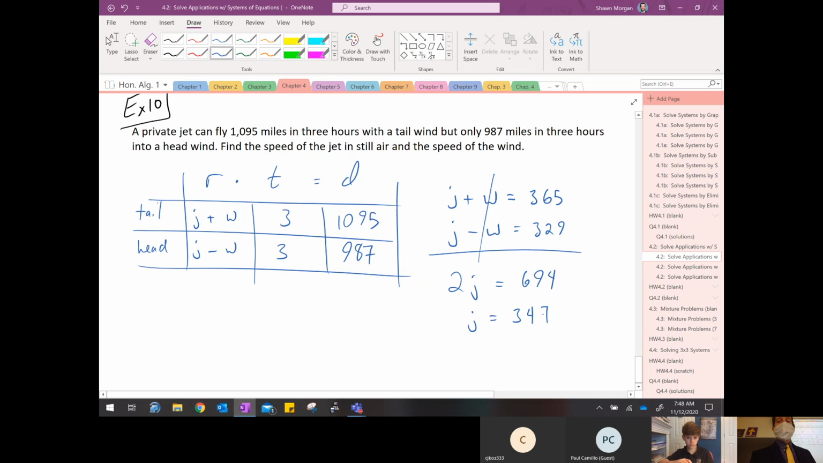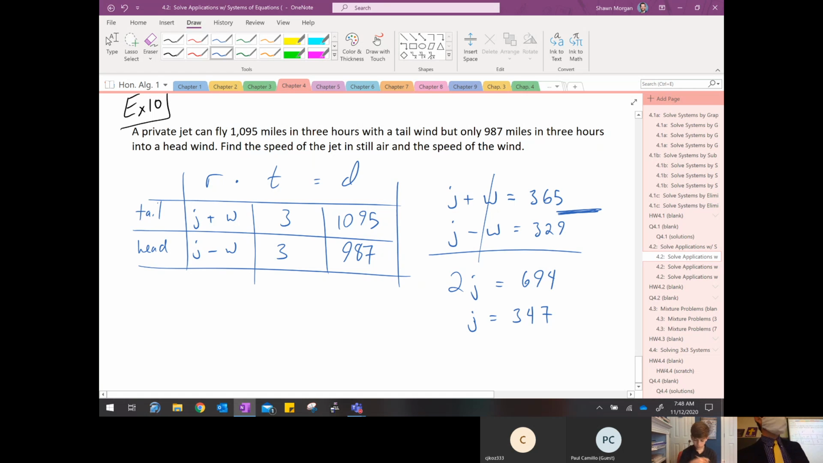Is that right? 347? Now that's the jet's speed in still air. That's the jet's airspeed. Now we wanted to find the jet's airspeed, but we also wanted to find the wind's speed. So check this out. As I mentioned a moment ago, 347 is smack dab in the middle. It is the average of 329 and 365. So how high up would I go to get to 365? How far down would I go to get to 329?